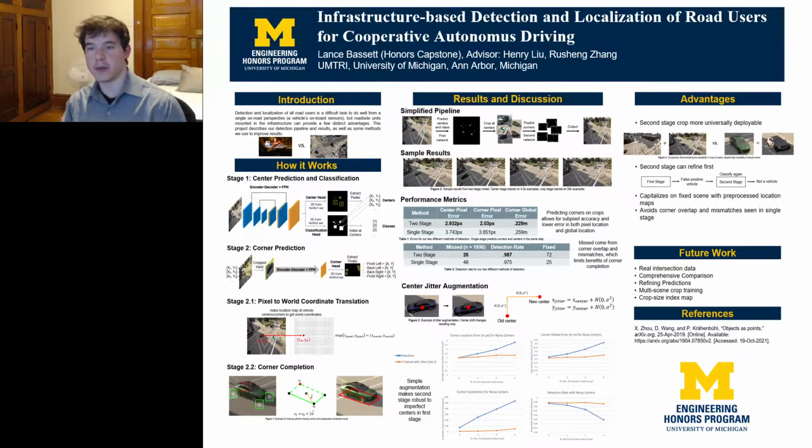I'm a senior in computer science and I'll be presenting my honors capstone, which is called Infrastructure-Based Detection and Localization of Road Users for Cooperative Autonomous Driving. And so to break that down, that means we are using cameras mounted in the infrastructure, looking down at intersections, to detect vehicles and pedestrians, so where they are in the image in 2D, and also localize them, meaning find out their location in 3D out in the world, not just in the image.